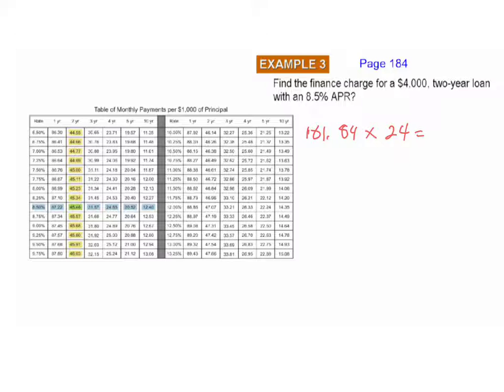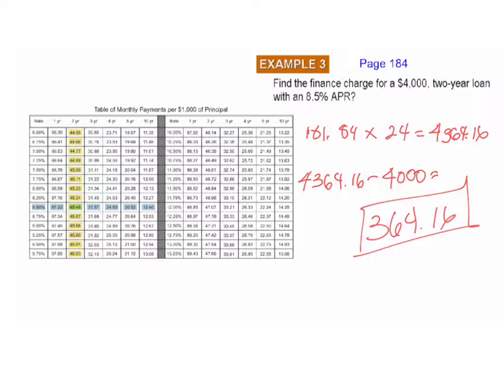And that equaled $4,364.16. To determine the finance charge, we take $4,364.16 and we subtract the principal, or the original amount that was borrowed, $4,000. And we come up with $364.16 as the finance charge. Go ahead, stop your video, get that down in your notes, and when you're ready to proceed, hit play again.